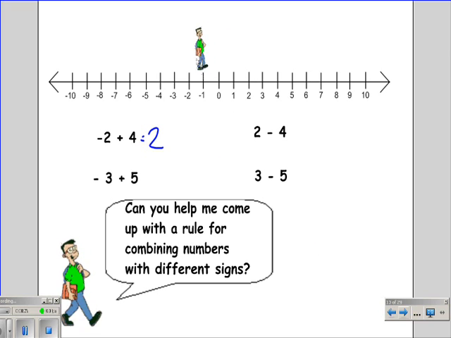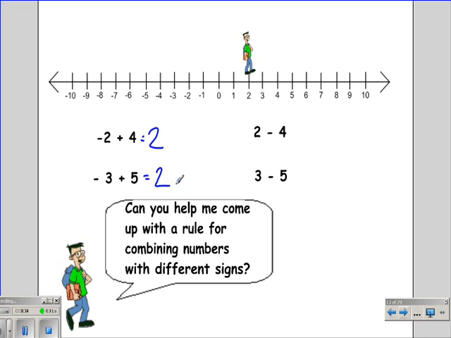Negative 3 plus 5 means I'm moving to the right 5. 1, 2, 3, 4, 5. He ends up on 2. Now 2 minus 4. I'm already at 2, so I'm going to just subtract 4 and move to the left 4. 1, 2, 3, 4. I'm at negative 2. And the last one, 3 minus 5. 1, 2, 3, 4, 5. I end up again at negative 2.